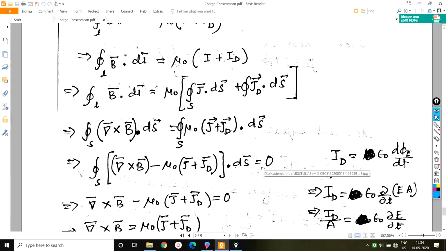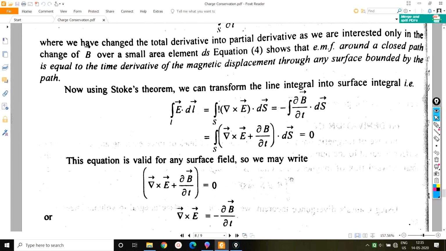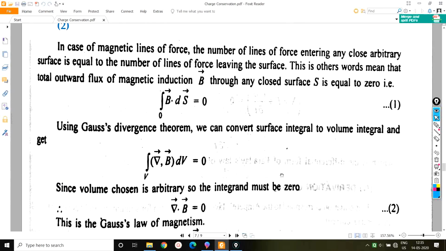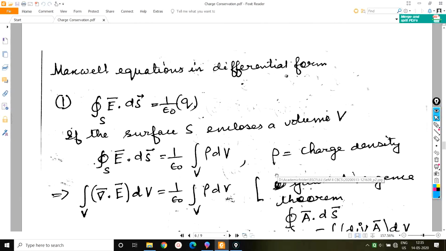So with this, we wind up this lecture, and what we learned is Maxwell's equations in integral form as well as the conversion of the equations into differential form.